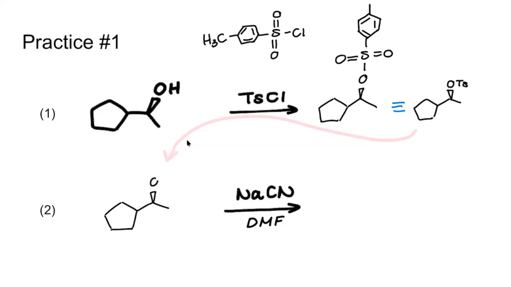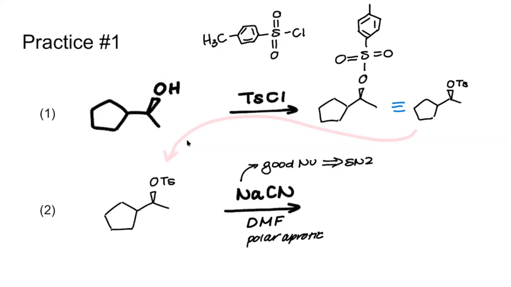So we have OTs. So we have NaCN. That's going to be, if you remember, a pretty great nucleophile. And then you also have DMF, which is polar aprotic. So based on these two things, what kind of reaction do you think is happening? SN2. Yeah, perfect. So it's probably going to be an SN2.